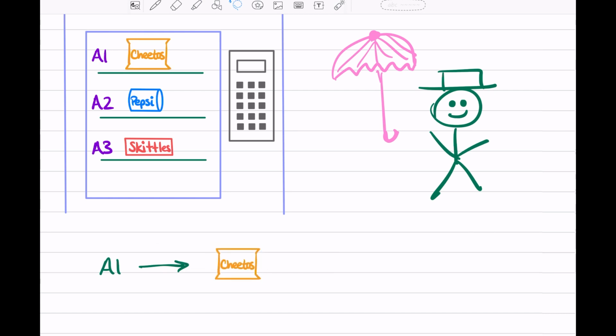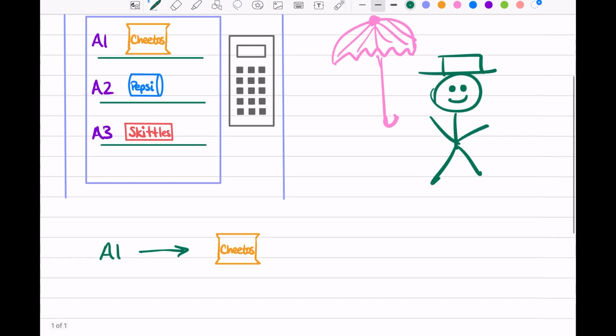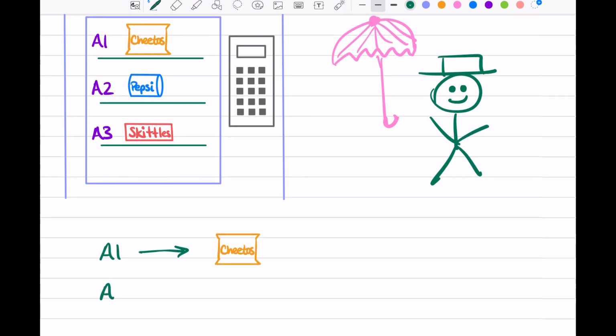Alright, so you got some Cheetos. And now while you're eating them, you realize you're a little thirsty. So you look at that Pepsi, you put in some more money, and type in A2 for a Pepsi. And out of the vending machine pops your Pepsi. So you're satisfied. You got some Cheetos, you got some Pepsi, you got exactly what you wanted. You typed in A1 and A2, and you got your Cheetos and Pepsi.